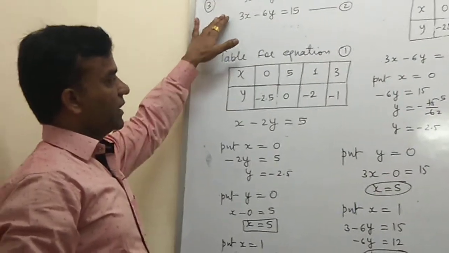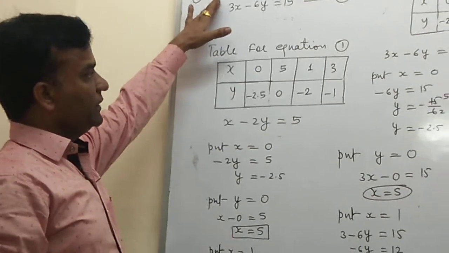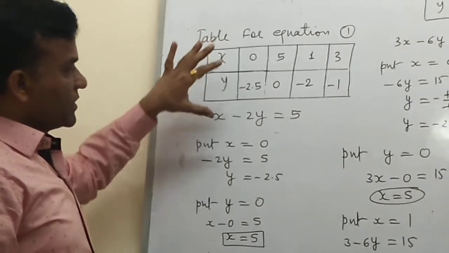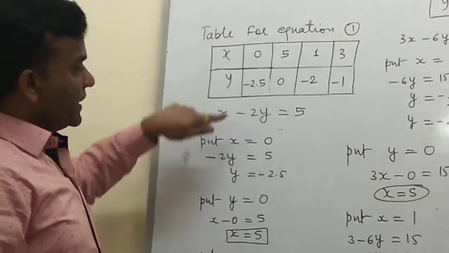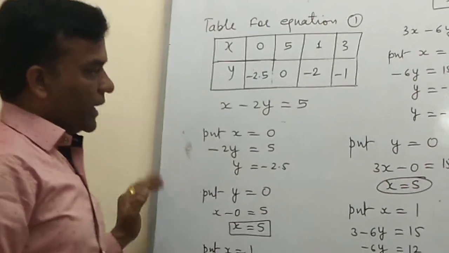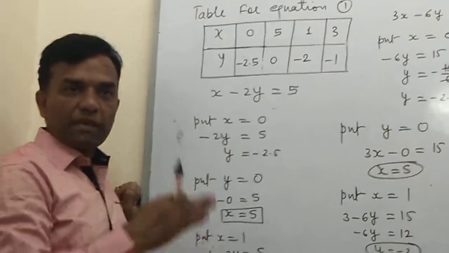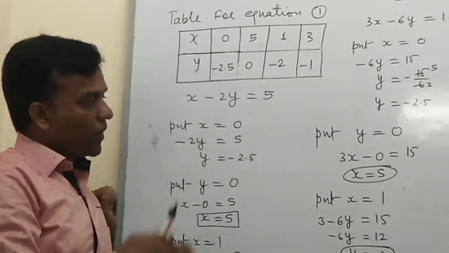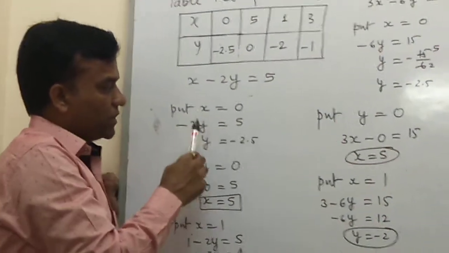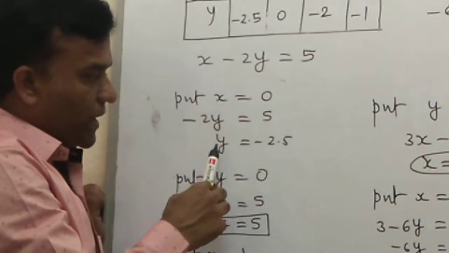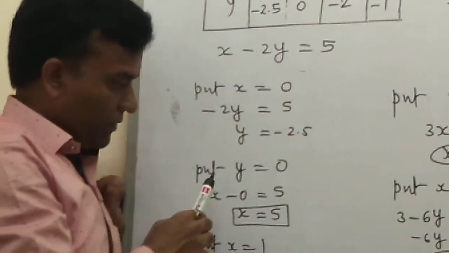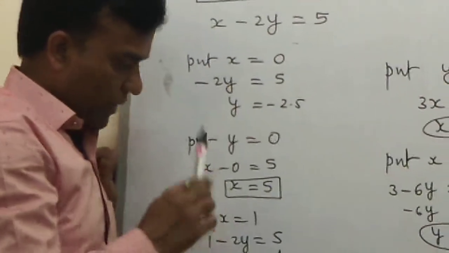It means table 1 is for equation 1. So you write down the table for equation 1, where equation 1 is x minus 2y equal to 5. Similarly, the concept is the same here. We find the points on the axis: you put x equal to 0, then minus 2y equal to 5, then y equal to minus 2.5. You put y equal to 0, then x equal to 5.